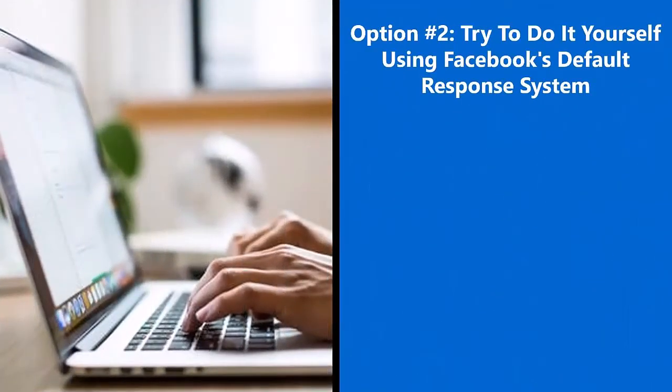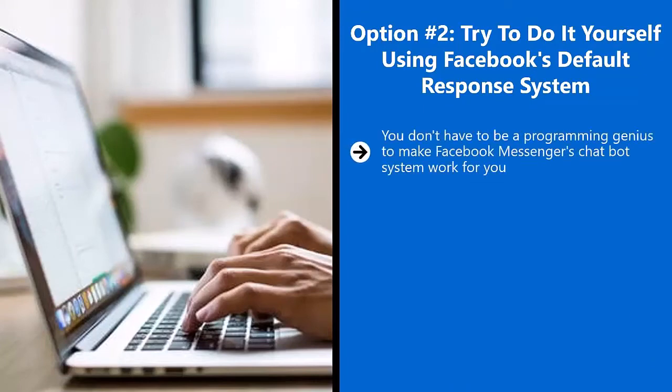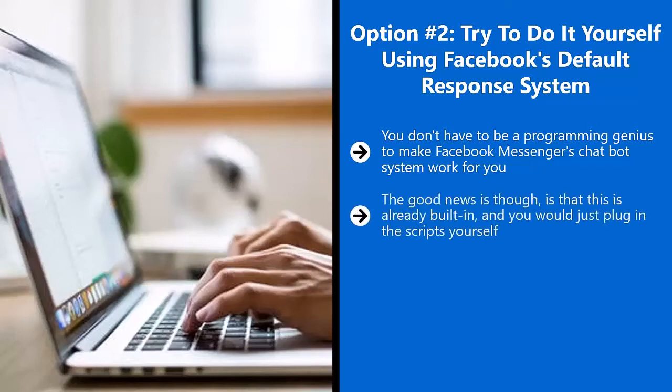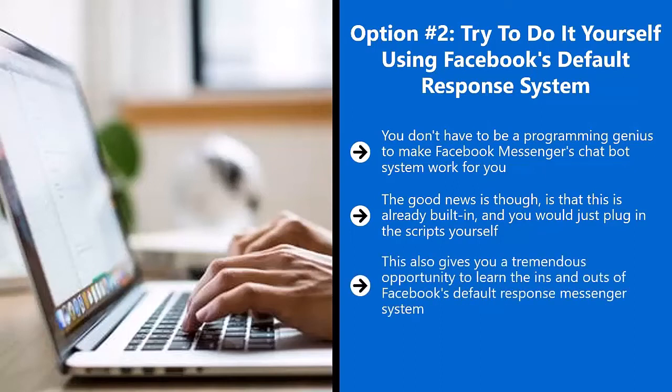Option number 2, try to do it yourself using Facebook's default response system. You don't have to be a programming genius to make Facebook Messenger's chatbot system work for you. Facebook does allow an automated response system for its Facebook pages. You have to turn on the feature, and then you have to get permission from Facebook. This is not automatic. The good news is, though, that this is already built in, and you would just plug in the scripts yourself. This cuts down on cost. This also gives you a tremendous opportunity to learn the ins and outs of Facebook's default response messenger system. You're basically turning it into your own response bot.